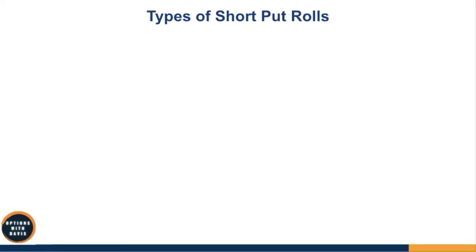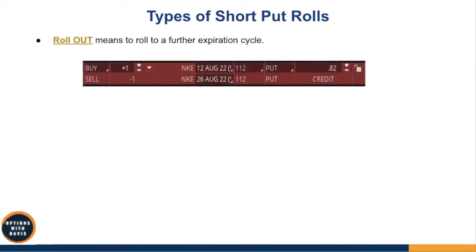Okay, so next, there are different types of short put rolls that you need to understand when we are rolling short puts. The first of which is rolling out. So rolling out just basically means to roll to a further expiration date. Very simple. You are basically just adding time. So in this case, you see we have rolled from 12th of August to 26th of August, and we get a credit. As long as you keep the same strike and you're rolling out to a further expiration date, you will mostly always get a credit. Unless it's extremely deep in the money, then most likely it's harder to get a credit. But for the most part, you will be able to get a credit because you're adding time.